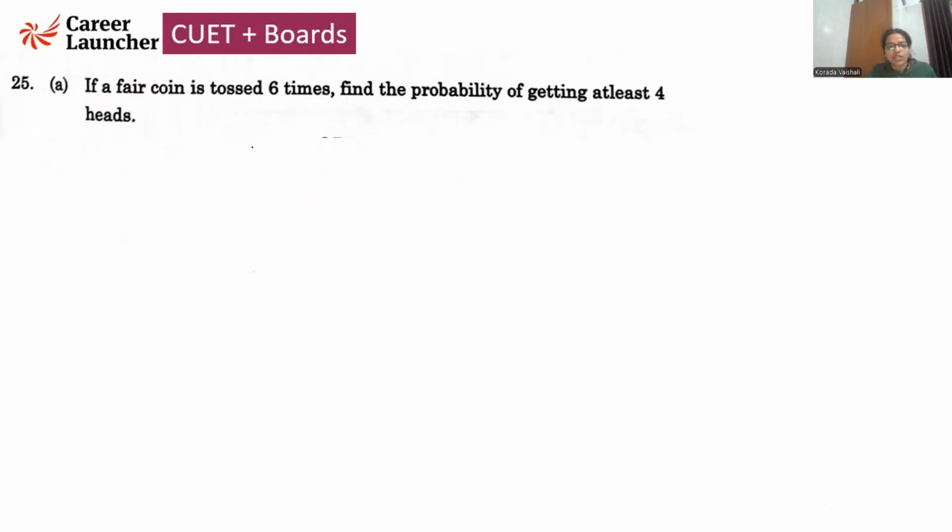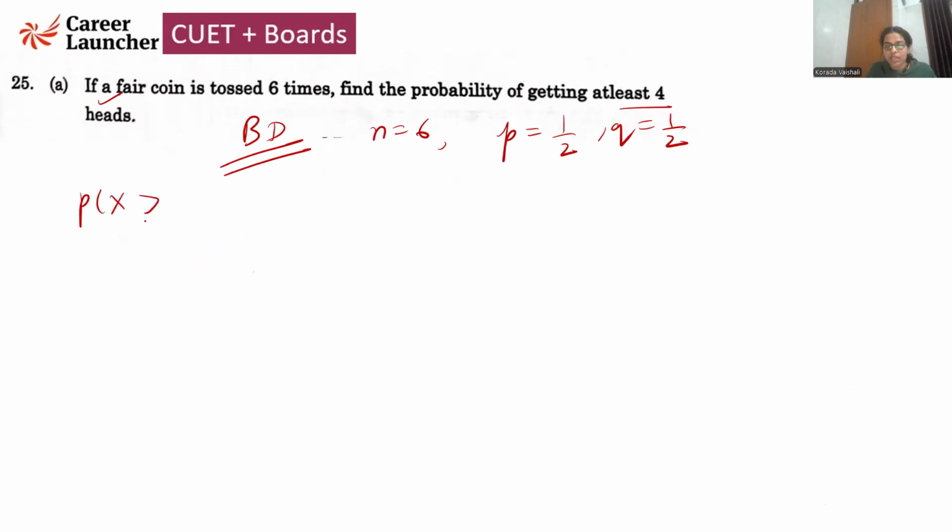If a fair coin is tossed 6 times, find the probability of getting at least 4 heads. In this question, we will make use of the concept of binomial distribution, where the number of trials is 6. The probability of success, considering that we are looking at the number of heads, is 1 by 2. And the probability of failure, that is getting tails, is 1 by 2 again. So we need to look at the probability of at least 4. Can I write this as 1 minus the probability of getting heads less than 4, right?